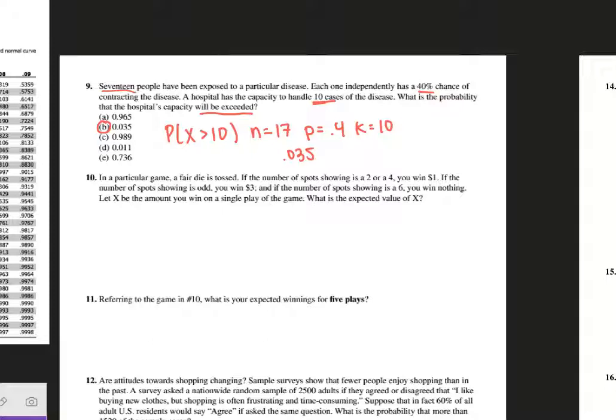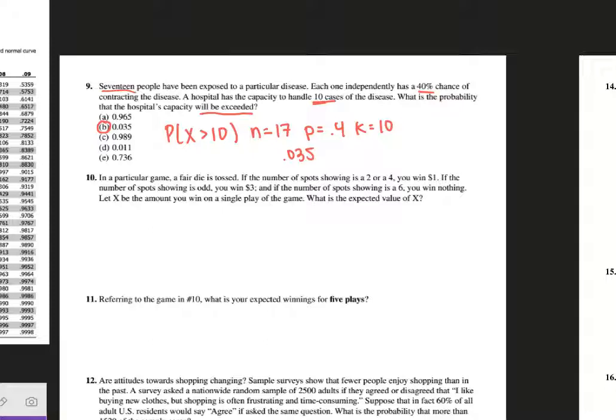All right, number 10, it says in a particular game, a fair die is tossed. If the number of spots showing is 2 or 4, you win $1. If the number of spots showing is odd, you win $3. And if the number of spots showing is 6, you win nothing. Let X be the amount you win on a single play of the game. What is the value of X?